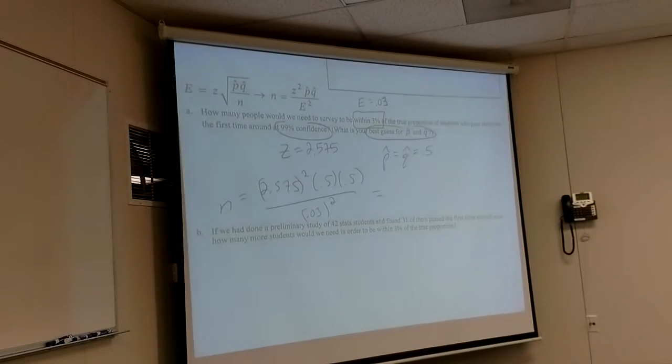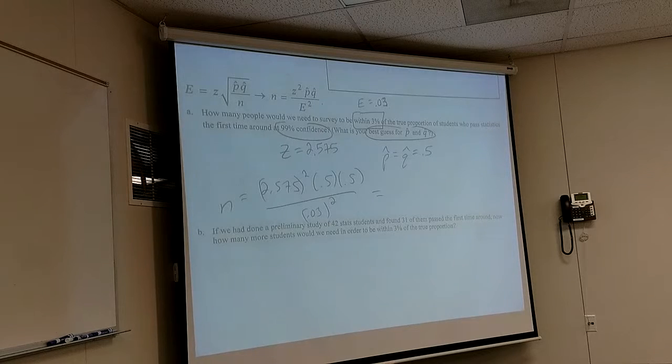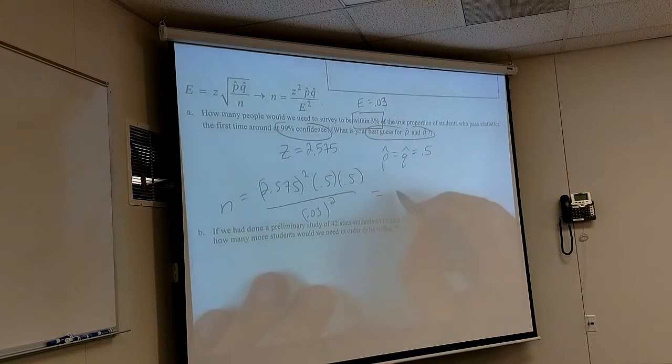What do you guys get for that? This is right. What do you guys get? Anybody? I'm going to tell you. 1842. Yeah. So you get 1841 point... Doesn't matter. You round up to 1842.